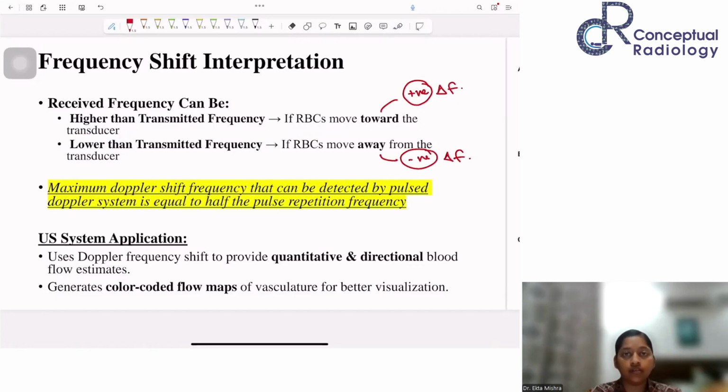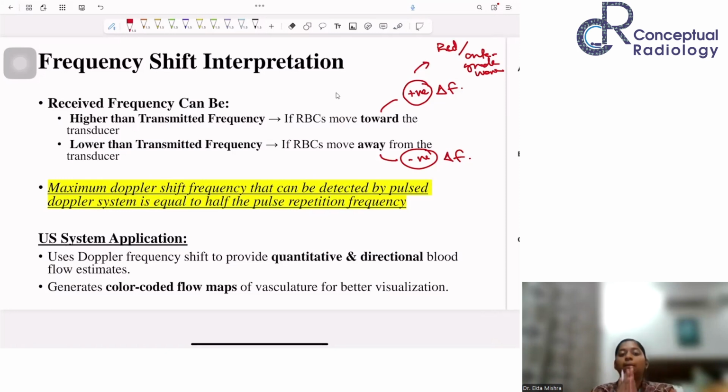By default, positive frequency shift is depicted as red color, that is the flow towards the probe, and in spectral Doppler you will have the antegrade wave. Okay, so in spectral, the part which is deflecting above the baseline is the positive frequency shift. If you invert it, then the findings change.